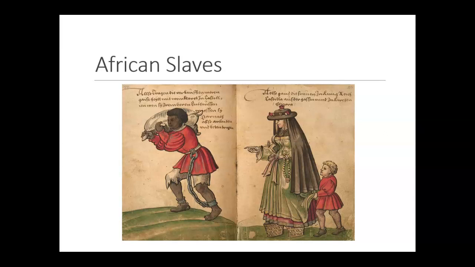Thus, it would not be uncommon to see African slaves working alongside indigenous slaves and workers under the horrible conditions of the mines and agricultural sectors of the Spanish colonial empire.